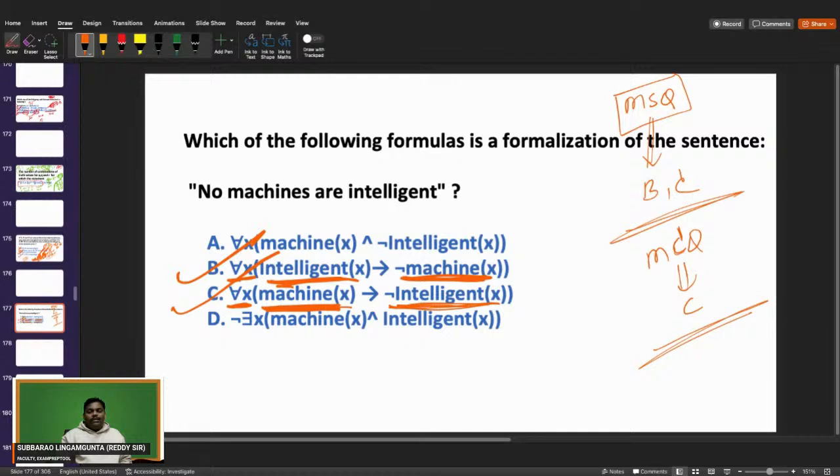Because he said one line, no machines are intelligent. If it is a machine, it cannot be intelligent. If it is intelligent, it cannot be a machine. Fine. So if it is MCQ, you can go for whatever order he mentioned. If it is a machine, it is not intelligent. Right? So meaning wise, if you see B also looks similar, so you can go for B also. Yeah, let's go to next problem.